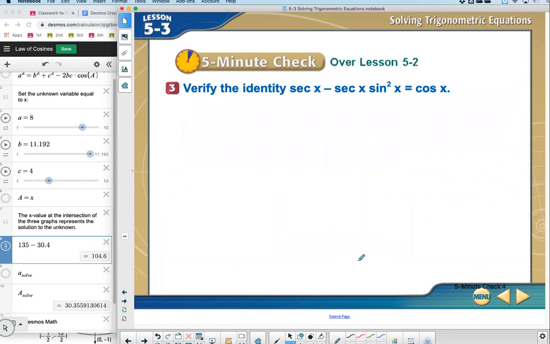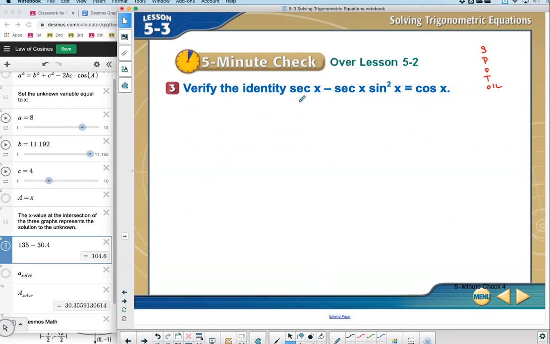Oh wait, I'm speaking too soon. Let's review one more, how to verify an identity. Now remember, what we can do is graph these two to see if they're equal to one another. But let's just state that we believe the graphs are the same. And so for that reason, we're going to try to verify it by proving it's true.